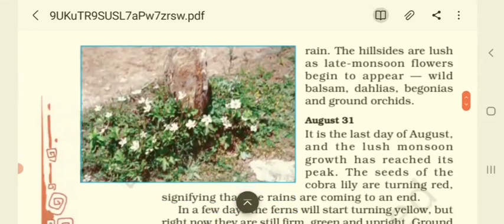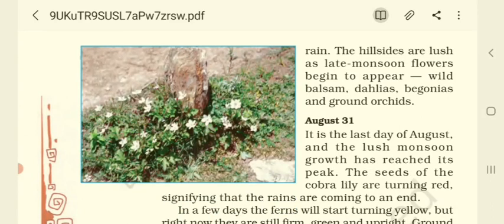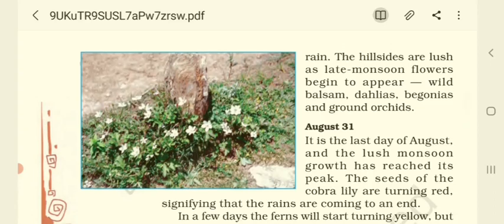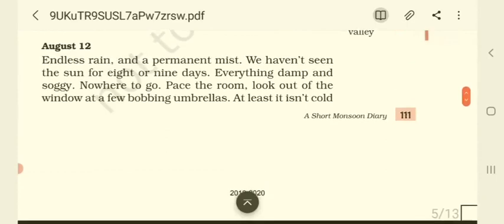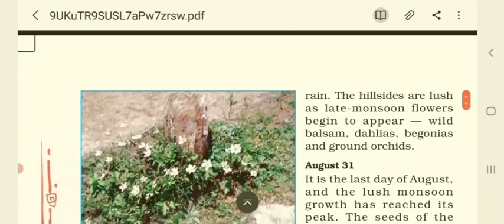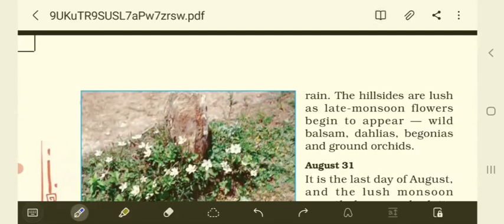The hillsides are lush as late monsoon flowers begin to appear. Wild balsam, dahlias, begonias, and ground orchids. So the rain does not stop, and few people are going outside, but it's not cold. This has turned out to be a booming season for different flowers. He's mentioned a few. What are they? Balsam, dahlia, begonias, and orchids. Okay, so let's move on.